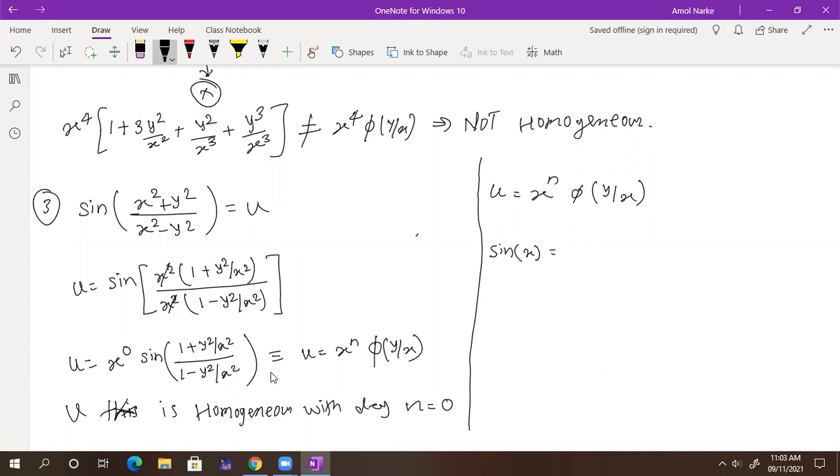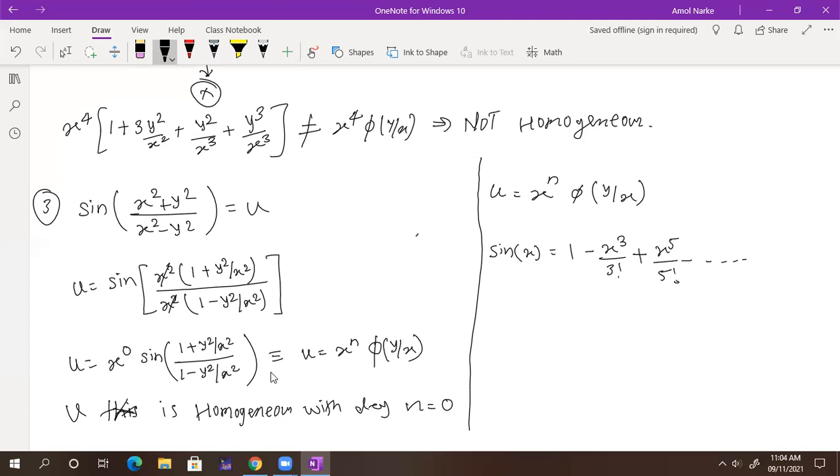So x minus x cube upon 3 factorial plus x raised to 5 divided by 5 factorial minus dot dot dot, like that only. Sine starts from an odd series. So you say, sir, see here degree is 3, here degree is 5, so it is not homogeneous. Absolutely correct. Sine x is not homogeneous.